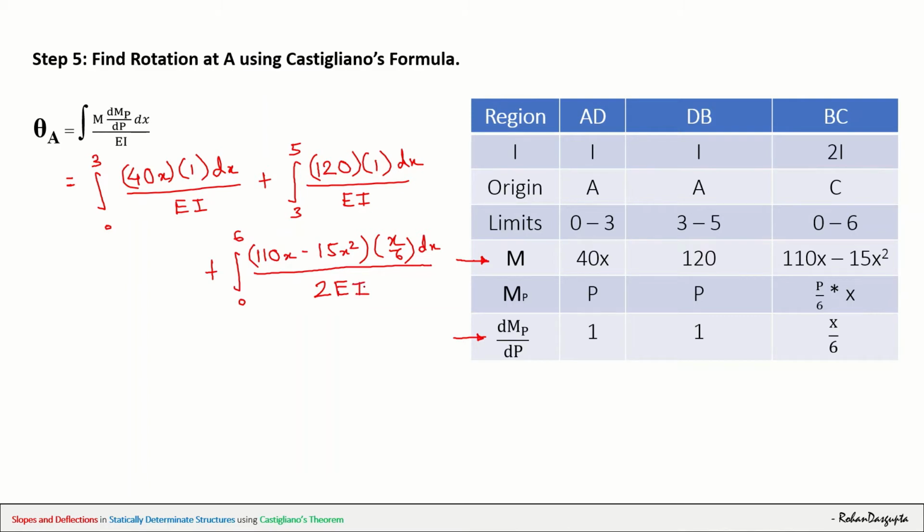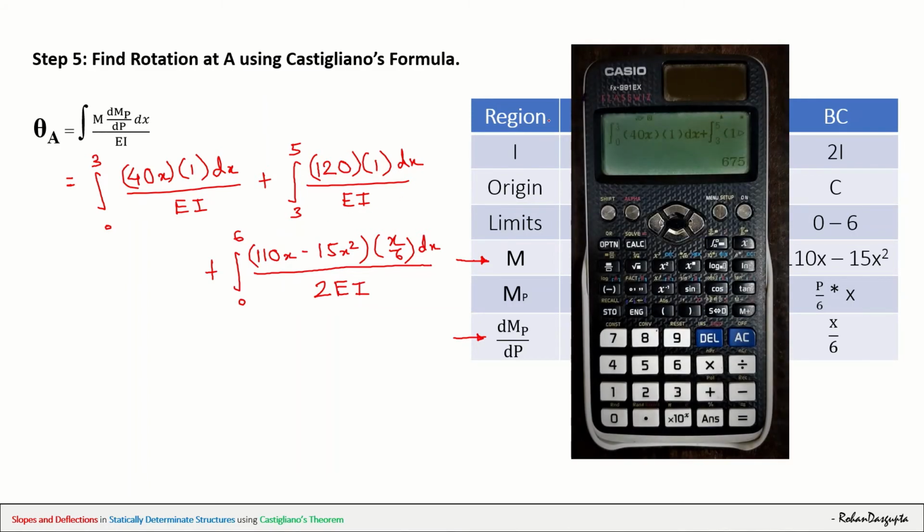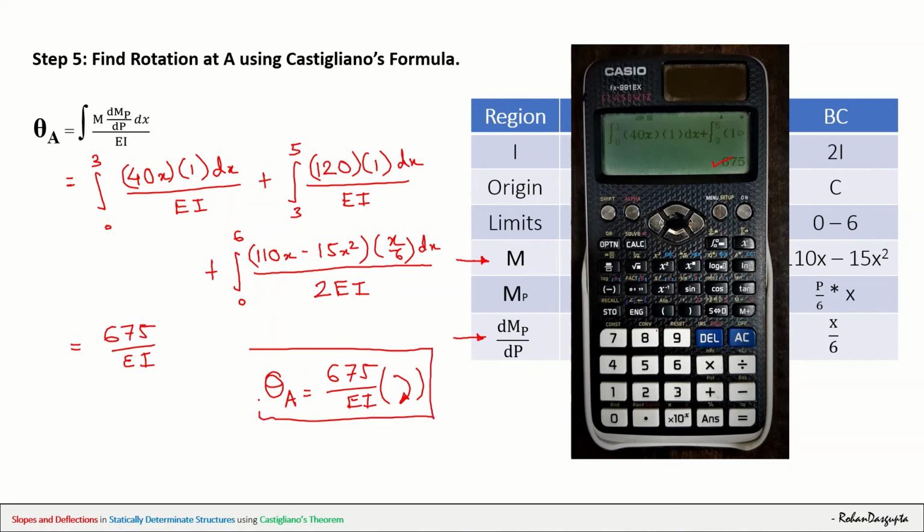Again, simply put this in the calculator, and you will get the answer as plus 675. So here it will be plus 675 divided by EI. What does the plus sign indicate here? The plus sign indicates that the chosen direction is correct. So 675 divided by EI will be in the clockwise direction. Our chosen direction of dummy moment was clockwise. So this is our answer.